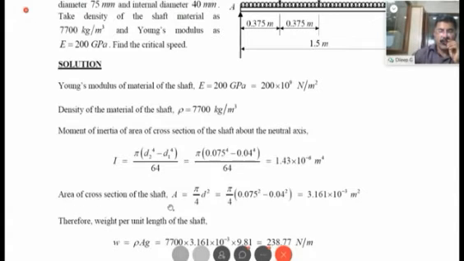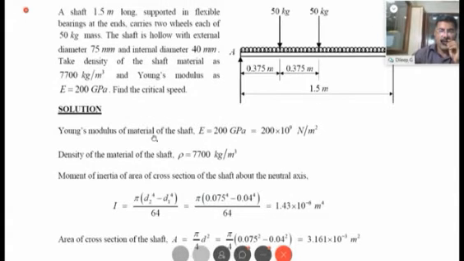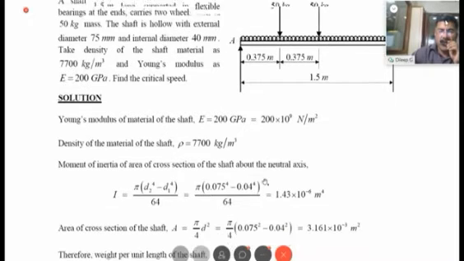Now, for the area of cross section of the shaft, we want to find small w, which is equal to rho A g, the UDL due to self-weight. We have to find this UDL due to self-weight. We have already derived its formula: total weight is rho into A into g into L, divided by L. So it becomes rho A g.